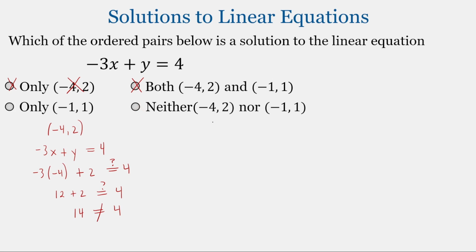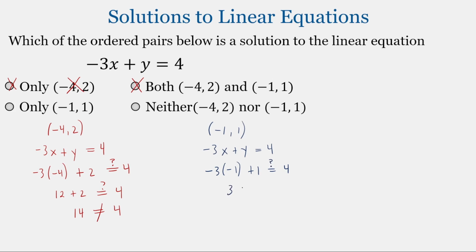So now let's try that second ordered pair. We have negative 1, 1, and we're going to evaluate the equation negative 3x plus y equal to 4. So we have negative 3 times negative 1 plus 1 equal to 4. We're going to see if that's true or not.